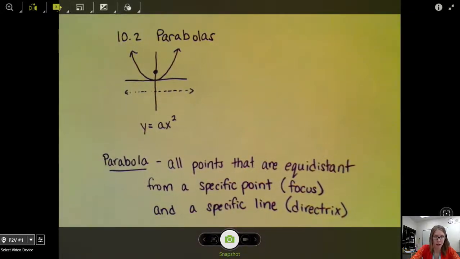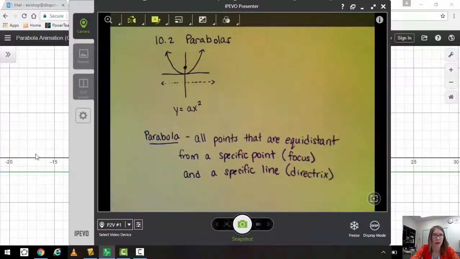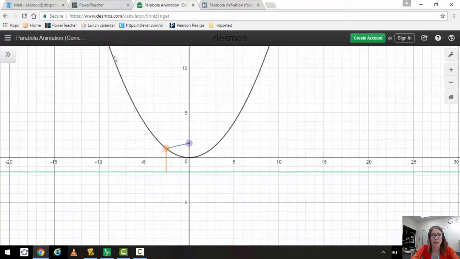And I have a little animation here that I will go to show you. If I can get out here, there we go. So again, here's my parabola. This purple point here is my focus, and then this line, I don't know if that's blue or green, is the directrix. So all of my points on my parabola, this length and this length are the same. It doesn't matter where we are on a parabola.